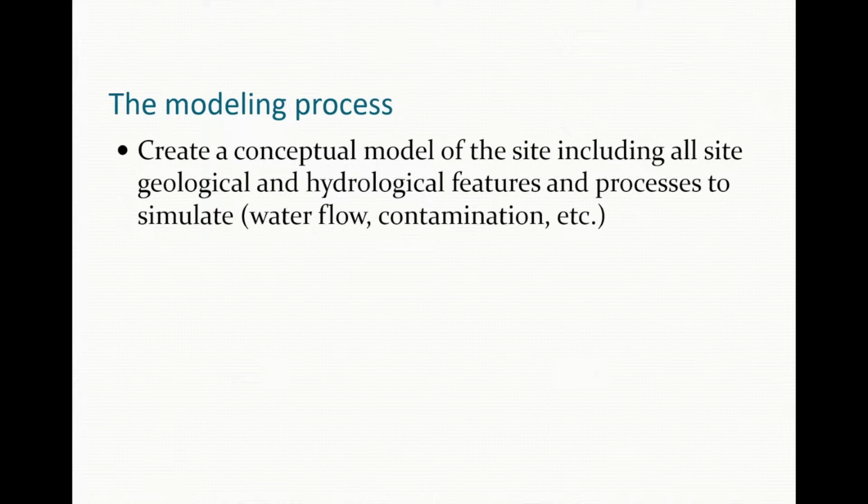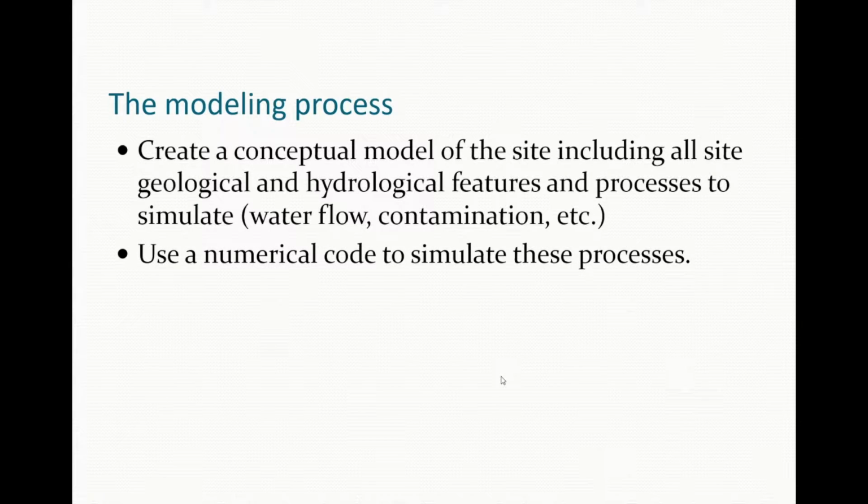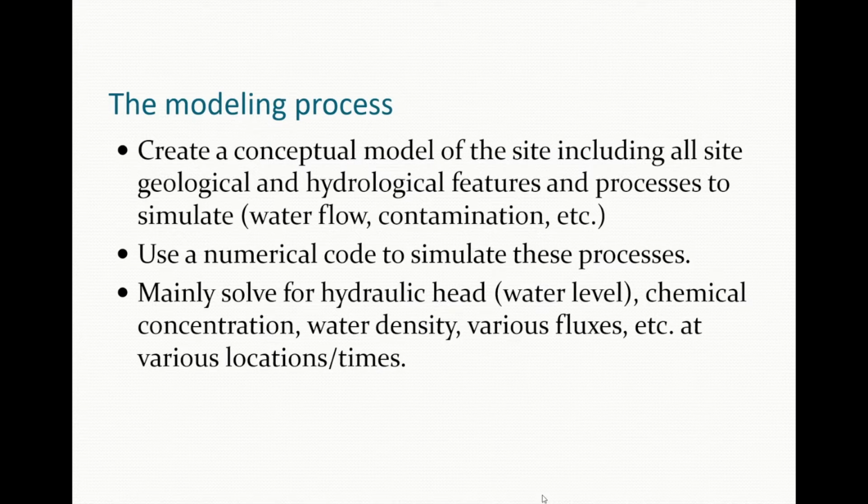So exactly what is the modeling process? The first step is to create a conceptual model of the site that includes all the site information, geological and hydrological features, and decide what processes you would like to simulate. Usually we would simulate water flow and contamination. Then you create a numerical model that will simulate the processes, which are the water flow and contamination here. Then I can solve for the hydraulic head, the water level, or chemical concentration. And I can also simulate density and various fluxes at various locations and times.